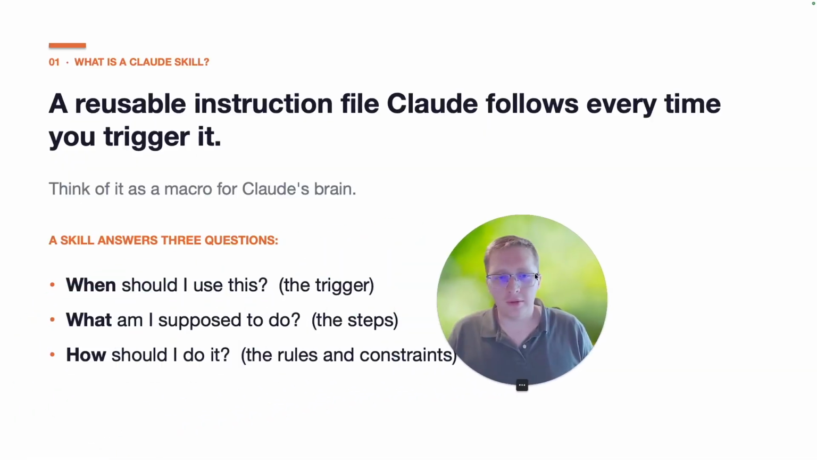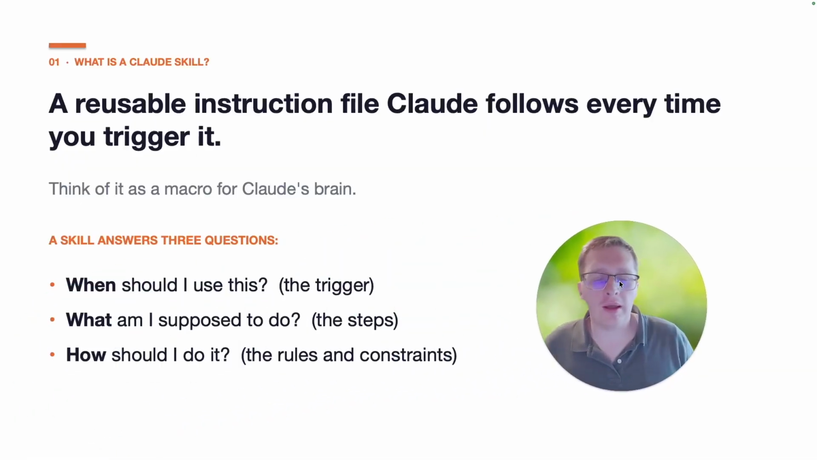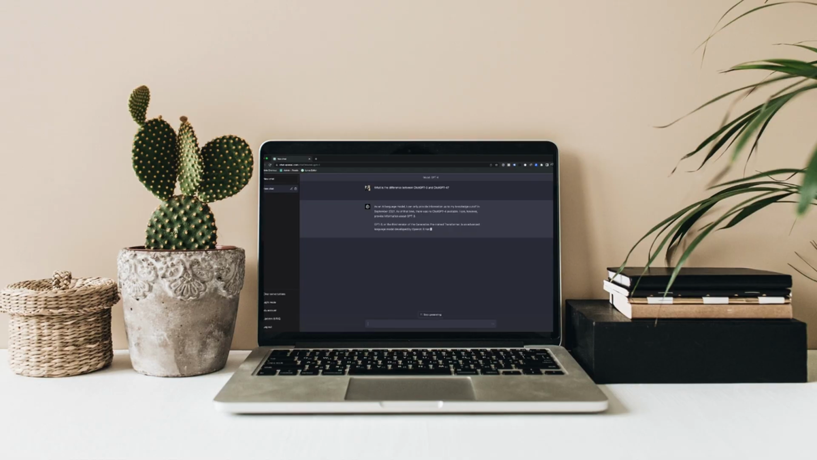Alrighty. So first off, what is a Claude skill? I think most large language models will have their version of a skill, but for Anthropic, for Claude, a skill is a reusable instruction file. That's all it is. And it answers when, what, and how, right? So when am I going to use this? What do I need to do? What steps should I follow? And then what are the rules and constraints? So a Claude skill is actually pretty simple, right?